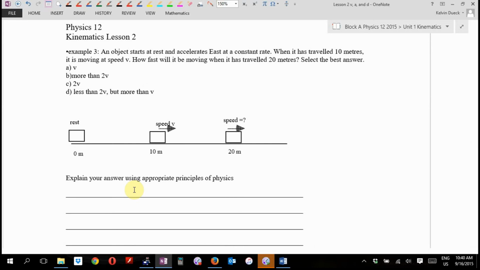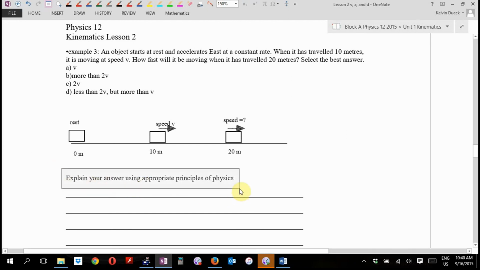You're going to see a lot this year. I'm going to be giving you what I call, Quinn, using principles of physics explain questions. On your test, you're going to get some as well. You're going to see them in the big review package. You're going to see them in the homework. And here's our first one.